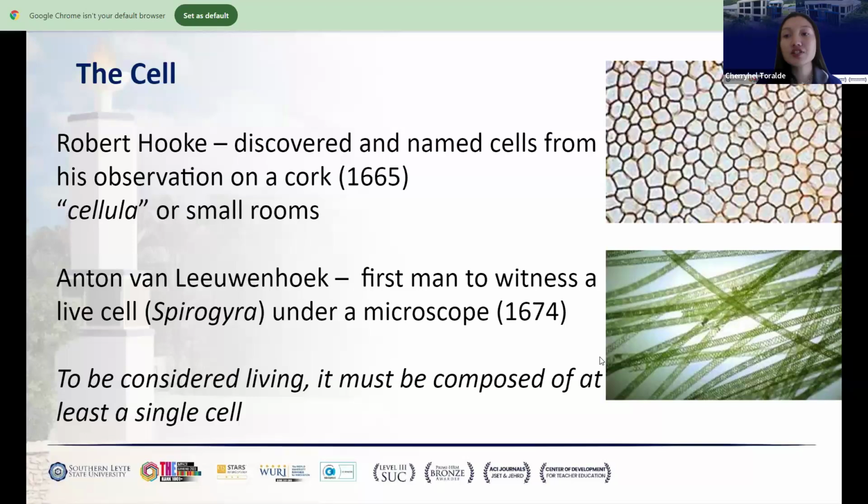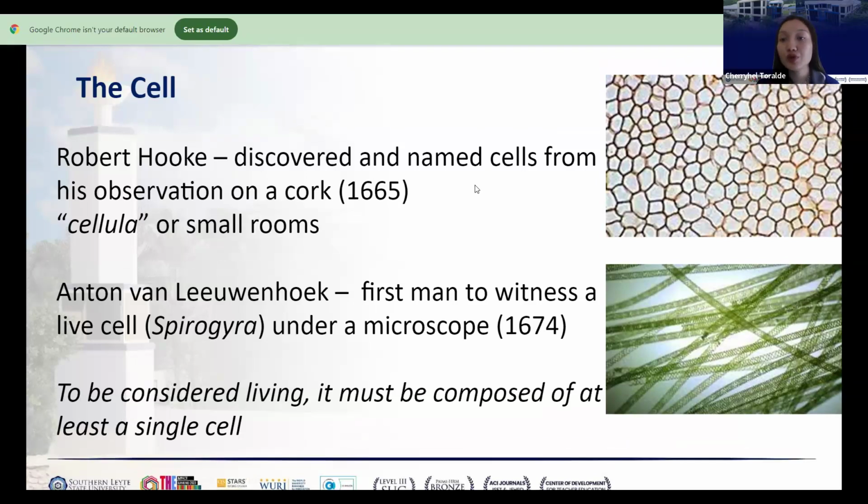Okay. And now let's go back to the history of the discovery of the cell. It all started when Robert Hooke was able to observe the different dead cells in a cork. He was able to cut a very thin slice of a cork, and then put it on a very simple microscope. And then he observed this.